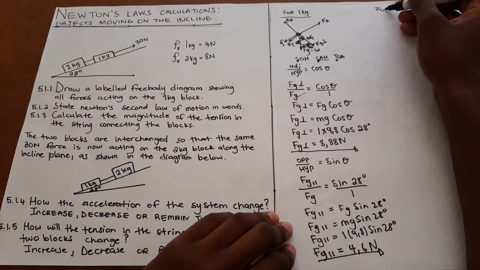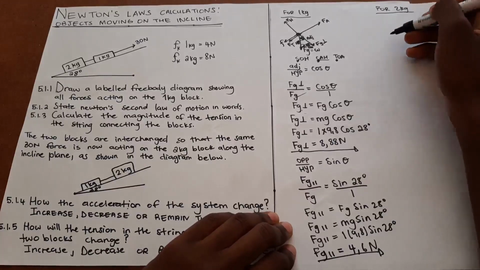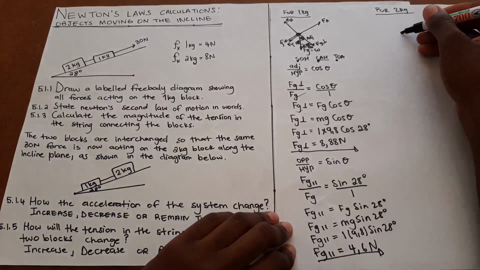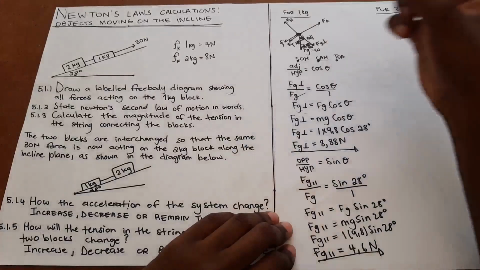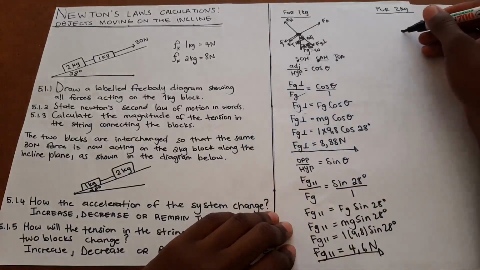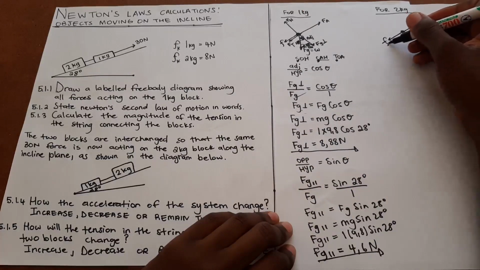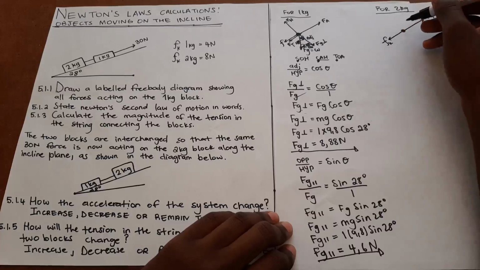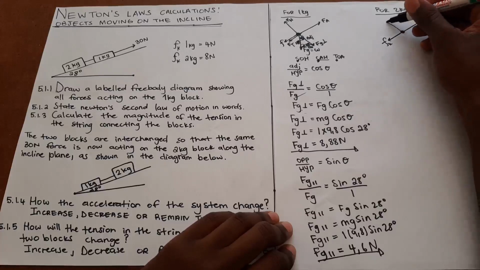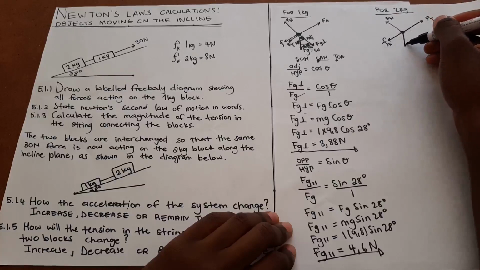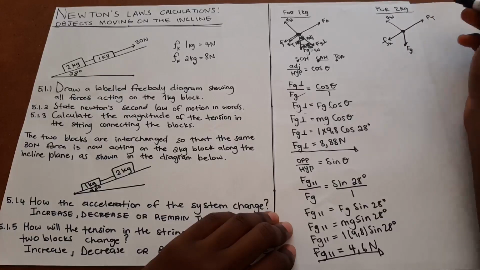Let me say that for the 2 kg block. Okay, so for the 2 kg block, let's first draw the free body diagram. This is the tension force that is pulling it upwards, and we have an opposing force, which is the kinetic frictional force acting there. We have the normal force, perpendicular to the surface. We have the gravitational force acting downwards.